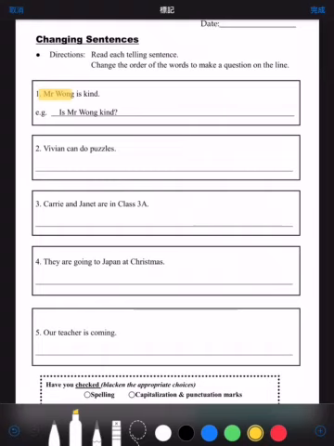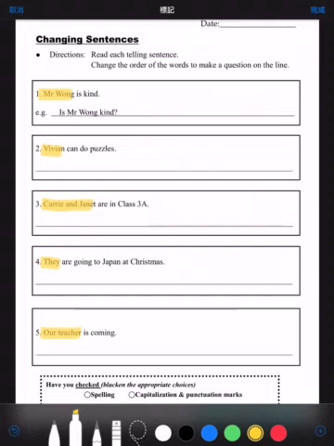Question number 2. Vivian can do puzzles. Right, you're right. Vivian is the subject. Number 3. Carrie and Janet are in class 3A. Yep, Carrie and Janet is the subject of the sentence for number 3. Number 4. They are going to Japan at Christmas. They is the subject. Number 5. Our teacher is coming. Our teacher is the subject of the sentence.